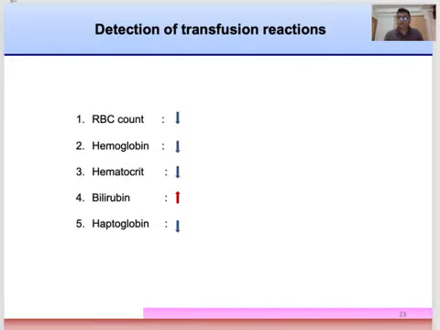After transfusion, we can also check whether transfusion reactions are occurring or not. How? By counting the RBC, and measuring the amount of hemoglobin, hematocrit, bilirubin, or haptoglobin. If any transfusion reaction occurs, RBC count, hemoglobin, hematocrit, and haptoglobin will decrease, but the amount of bilirubin will increase. If after transfusion and testing we observe these things, then we can say that some transfusion reaction is occurring.